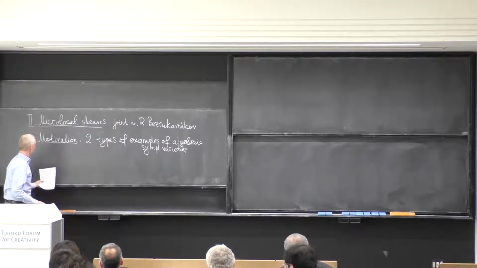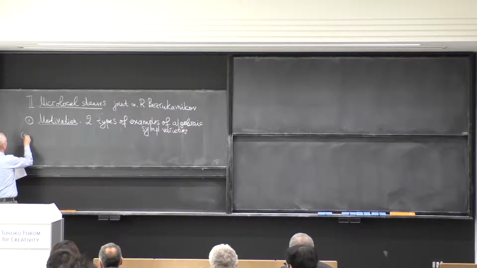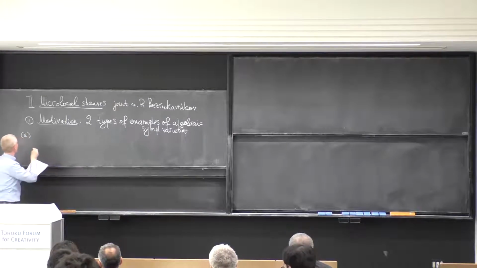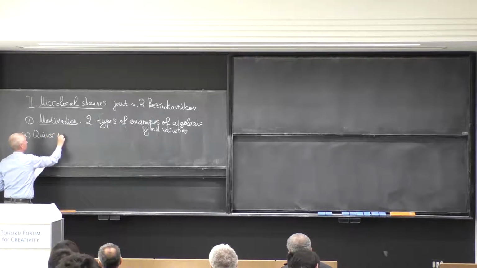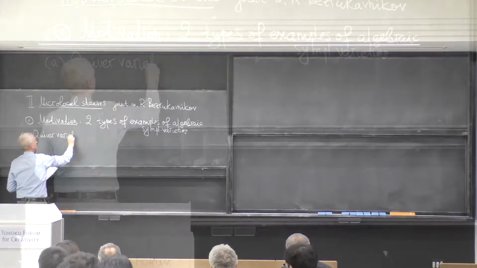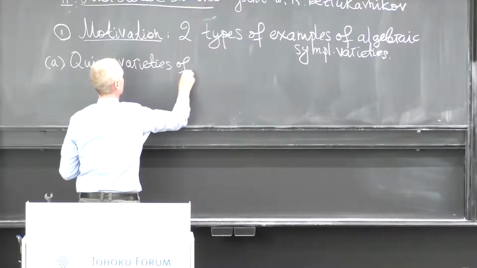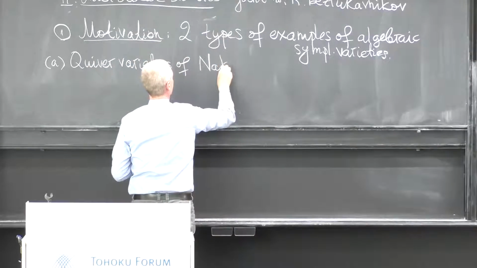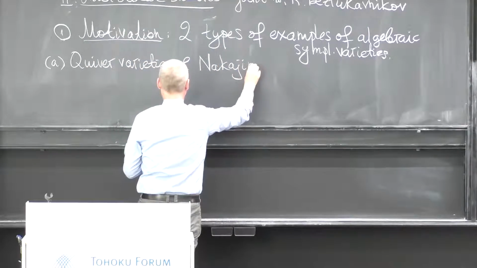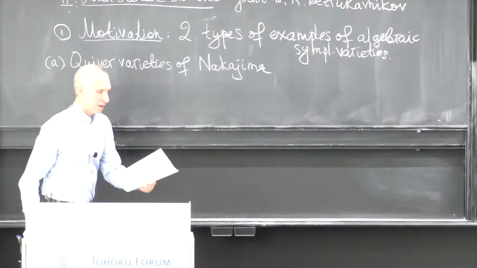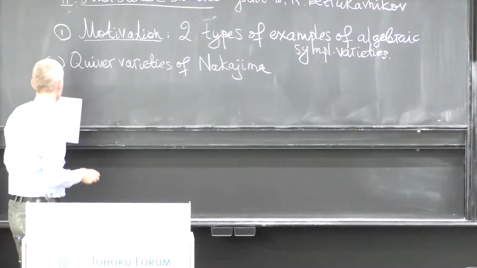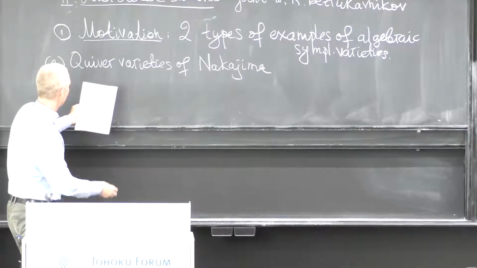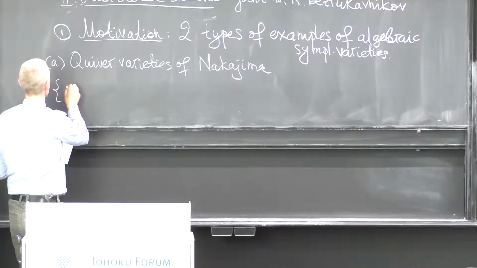The first type of examples is the famous quiver varieties of Nakajima. So they basically are generalizations of the moduli spaces of instantons on certain four-dimensional locally Euclidean spaces.